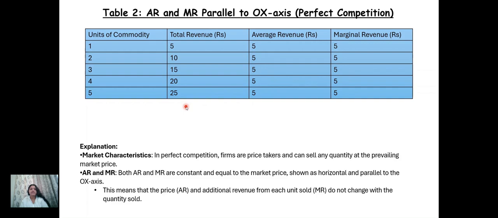In the market, in perfect competition, firms are price takers and can sell any quantity at the market price. Total revenue is increasing, and looking at the difference between 5 and 10 in the first and second rows, 10 minus 5 is rupees 5, and 15 minus 10 is rupees 5. The difference is the same but the total is increasing. Average revenue is the same and marginal revenue is the same. This relationship we show in perfect competition.